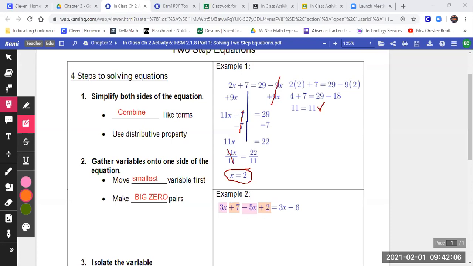Okay, so we have to pull those together before we can start doing our big zeros and our big ones. So this says a 3X and a negative 5X. What are we gonna do about that? Are those the same sign?